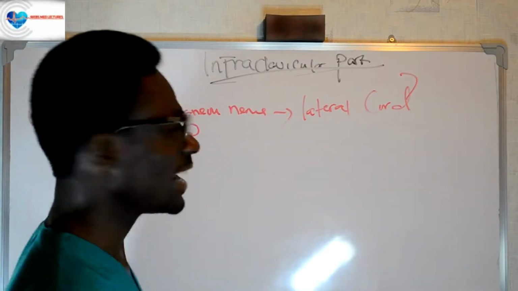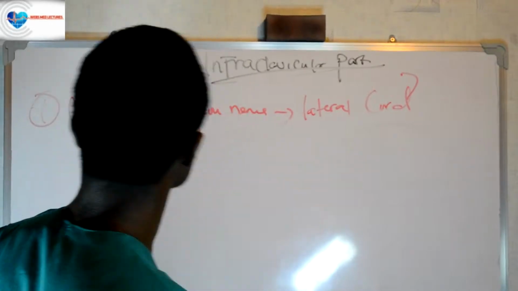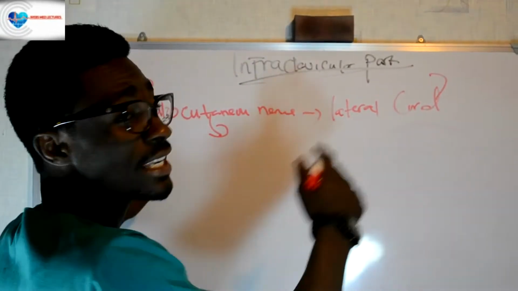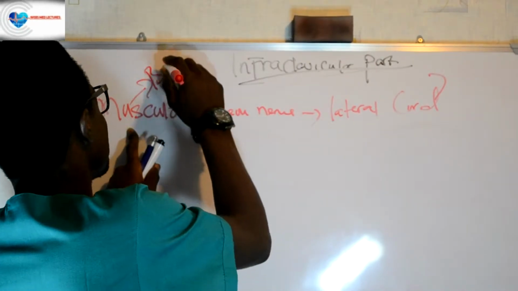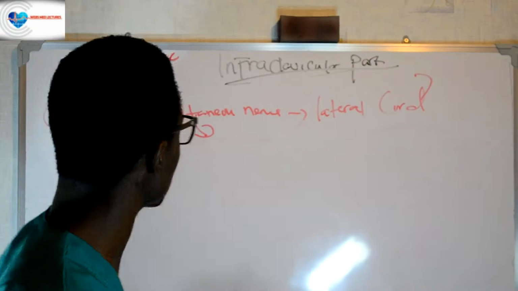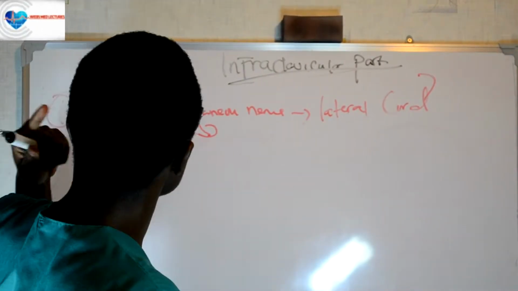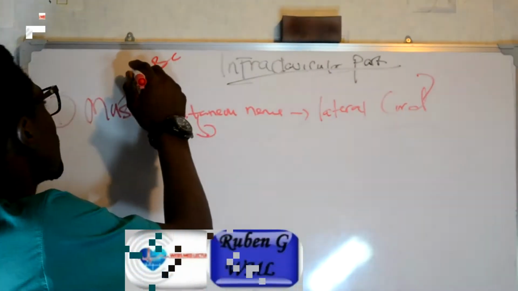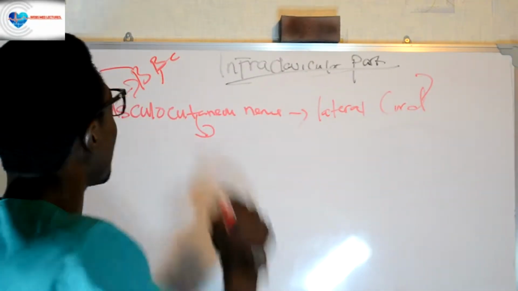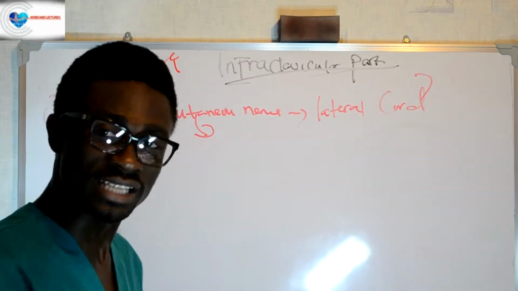Guys, like we were saying, I told you that the muscular part of this musculocutaneous nerve innervates the BBC, right? The BBC, the British Broadcasting Corporation, which means what? It innervates the biceps brachii, the brachialis, and the coracobrachialis muscles, guys.